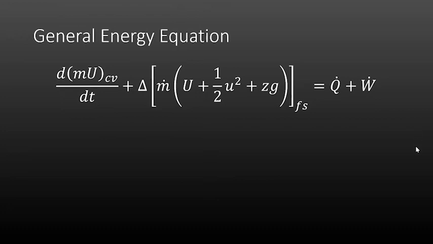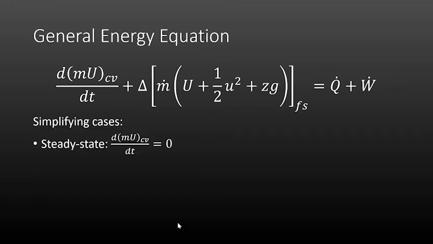For open systems, this can be used in conjunction with the material balance to completely describe the mass and energy relations in the system. For the purposes of calculation and problem solving, let us present the simplifying cases to this energy balance. If the process is at steady state, meaning that the properties of the system are not changing with respect to time, we can cancel the first term. That is a time derivative, and all time derivatives of properties are 0 under steady state conditions.